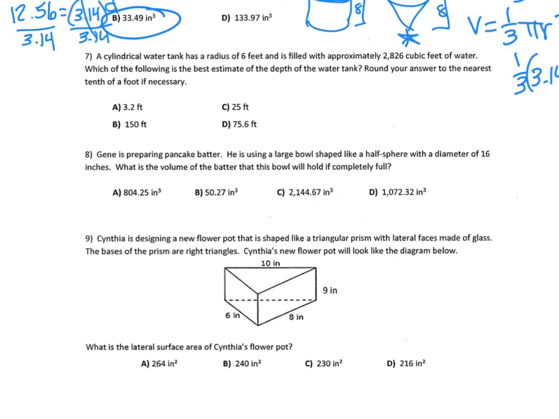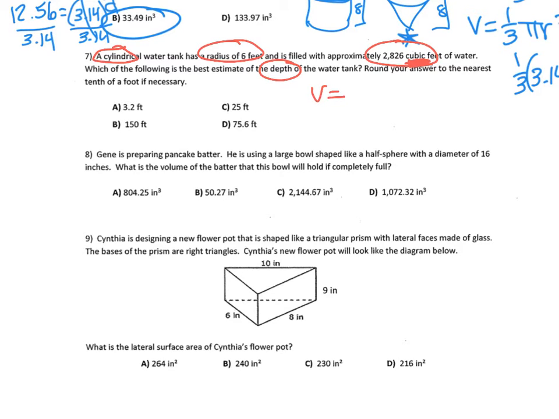Number 7, a cylindrical water tank has a radius of 6 feet and is filled with approximately 2,826 cubic feet of water. Can you tell what we're looking for already? We're using the volume formula. Which of the following is the best estimate of the depth of the water tank? Round your answer to the nearest tenth of a foot.